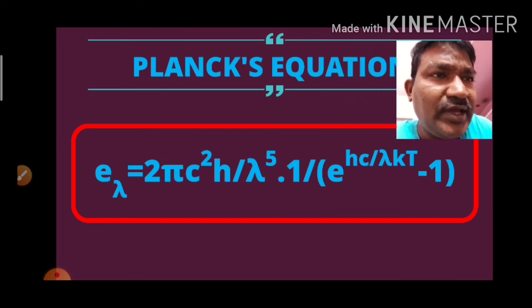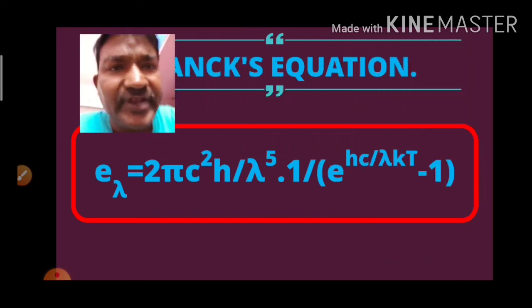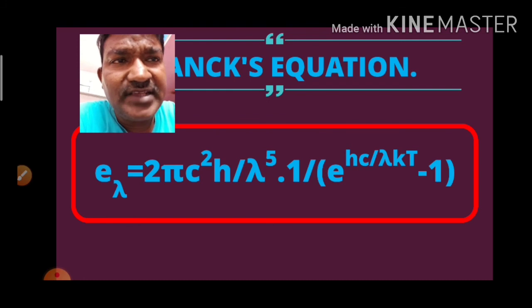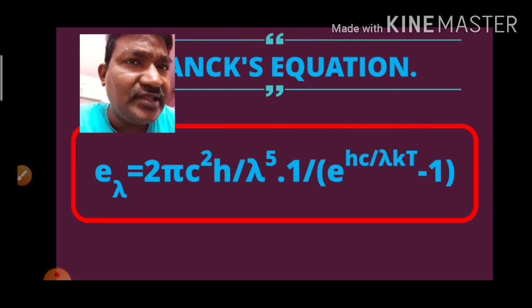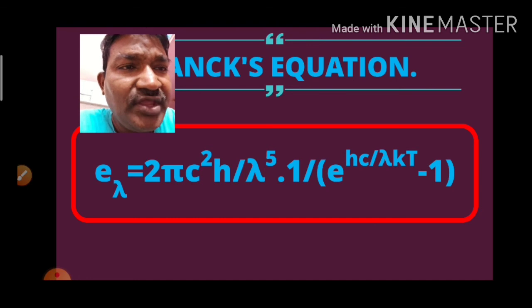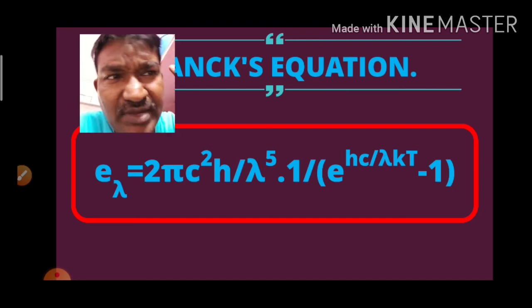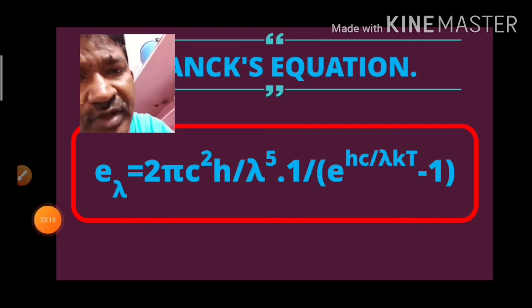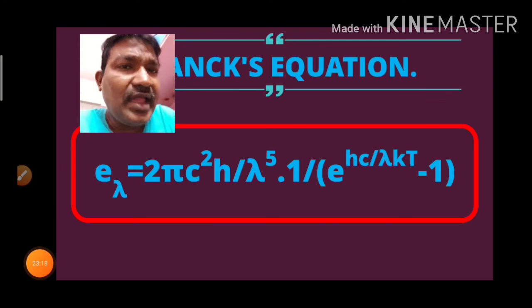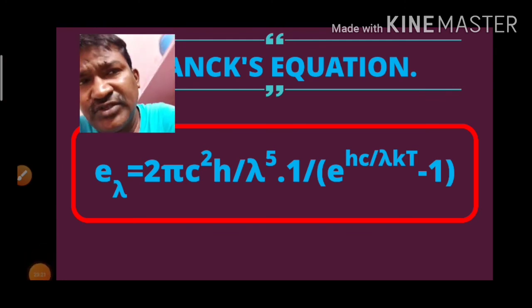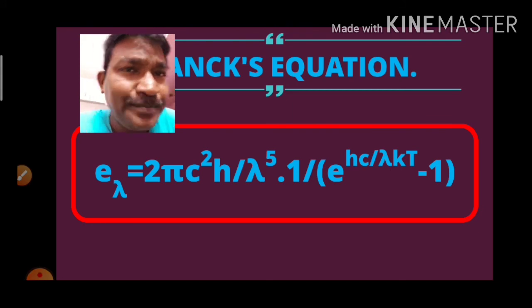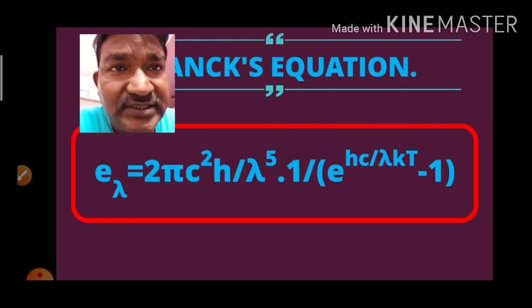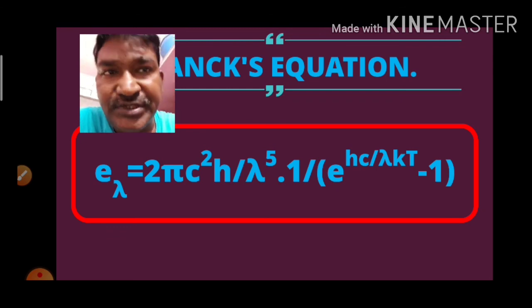Now by using these postulates, Planck proposed an equation to calculate the energy, and that is E_lambda = (2πc²h / λ⁵) × 1 / (e^(hc/λkT) − 1). So this is the Planck's equation proposed by Planck. And by using this Planck equation, we can reproduce Wien's equation as well as the Rayleigh-Jeans equation.